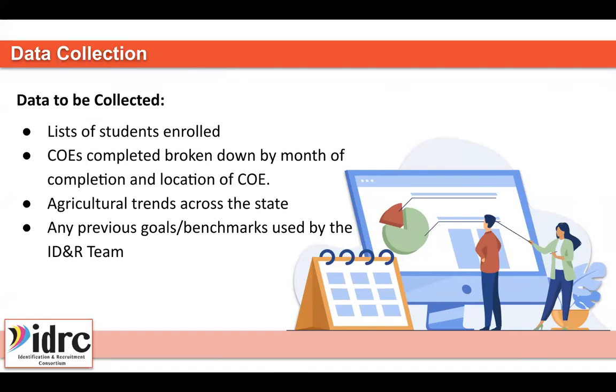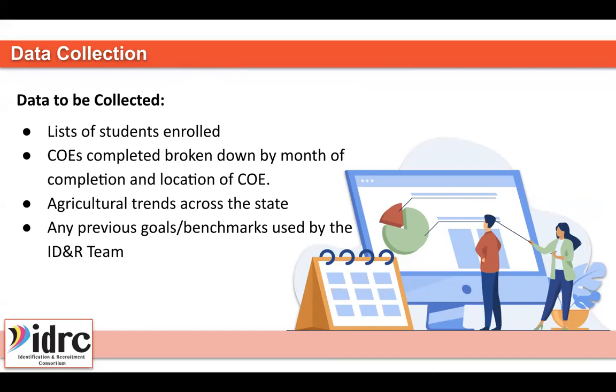You want COEs that have been completed. Oftentimes it's important to look at data over the last 36 months or so to give you a fuller and more complete picture. And so you want to look at the last 3 years' worth of COE data so you can break it down and see exactly how many COEs were produced each month, where these COEs were coming from, what kind of activities were being performed.